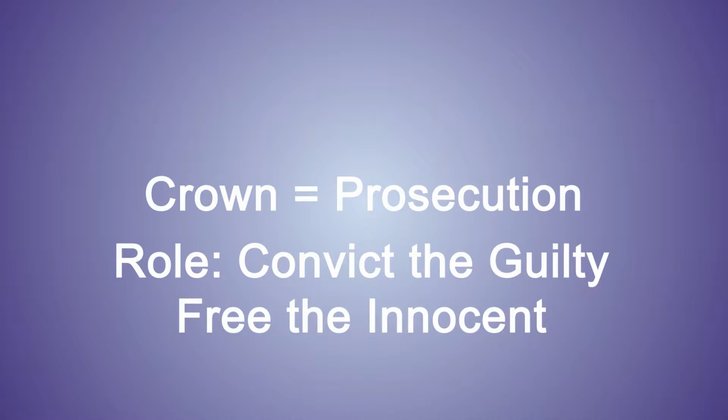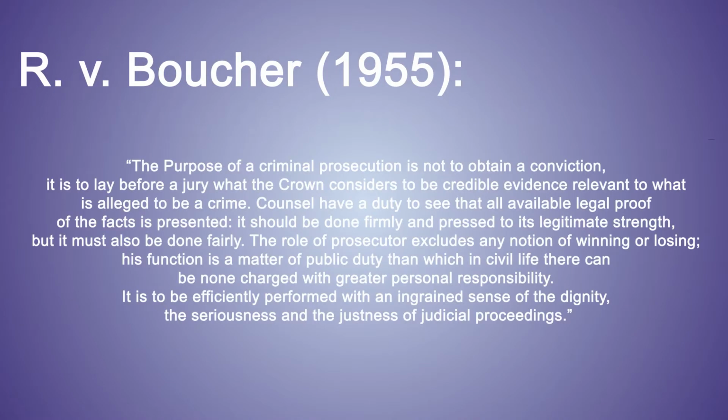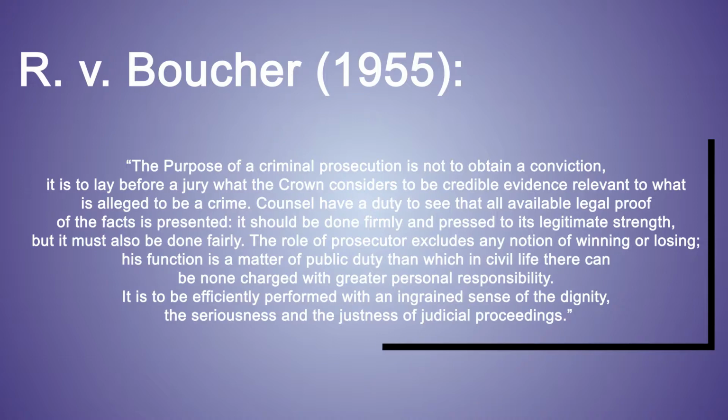It should be noted that the job of a Crown is not solely focused on obtaining conviction, but instead on laying out all the evidence that can be used to prove the accused's guilt, and to be a representative of justice. The role was probably best put in the 1955 Supreme Court case, Queen and Boucher, where it was stated that the purpose of a criminal prosecution is not to obtain a conviction, it is to lay before a jury what the Crown considers to be credible evidence relevant to what is alleged to be a crime.